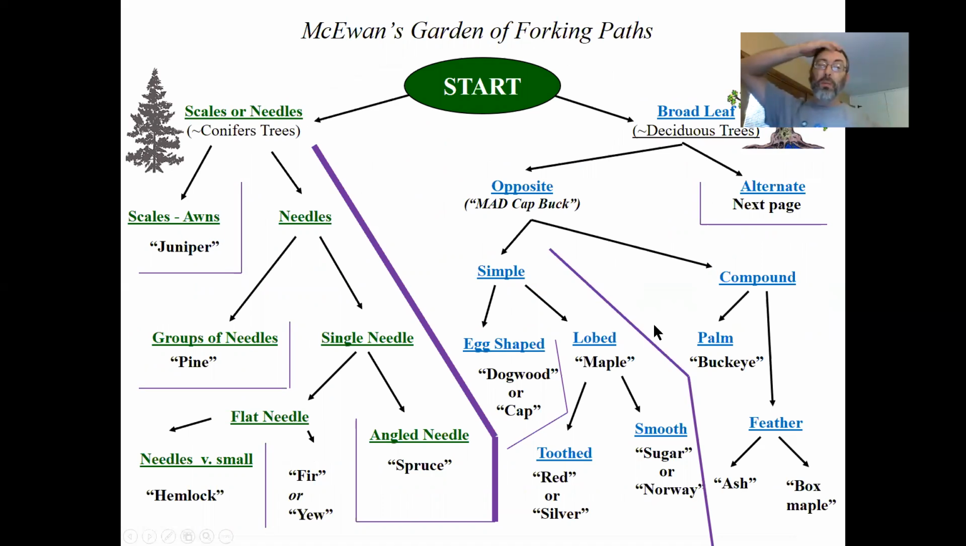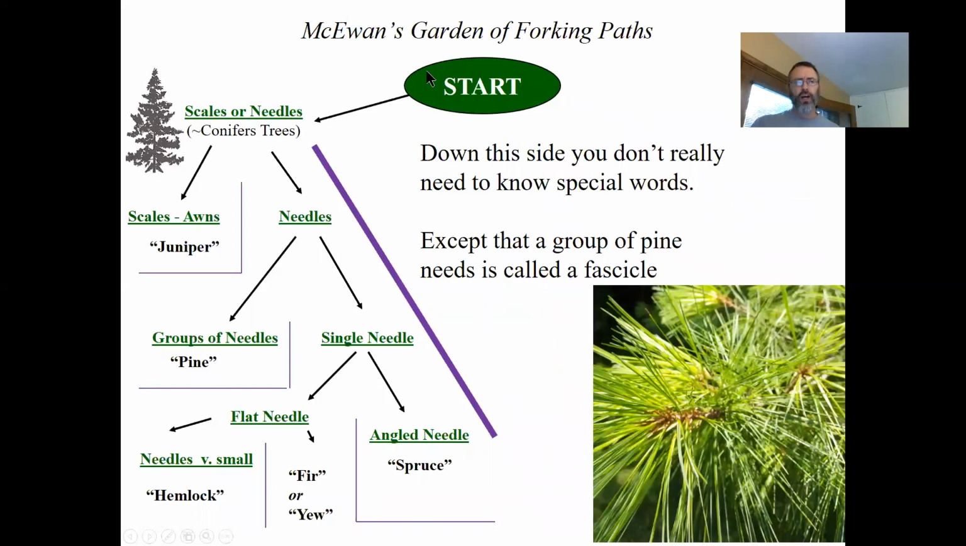Now, we haven't seen them in person yet, so we have to go out in the field together. That's what we'll do the first day, and meet some trees, talk about the tree identities, and look at the features. That's down this side. Now, on the other side, you don't really need to know special words. Awns versus needles, this is pretty obvious. I showed you this the first day. You do need to know one simple thing, which is that a group of needles in a pine is called a fascicle. This is an example of a tree that has needles in groups, which we call a fascicle.